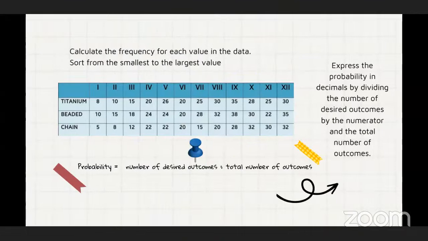So first we calculate the frequency for each value in the data, and we sort from the smallest number to the largest value. And next, we express the probability in decimals by dividing the number of desired outcomes, the numerator, by the total number of outcomes. The formula is probability equals number of desired outcomes divided by total number of outcomes.